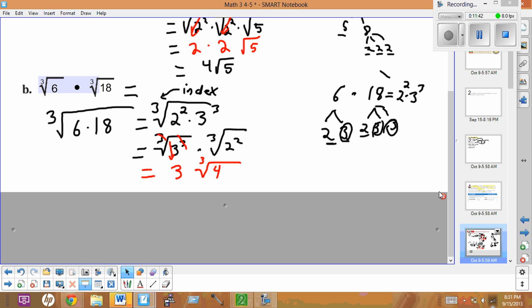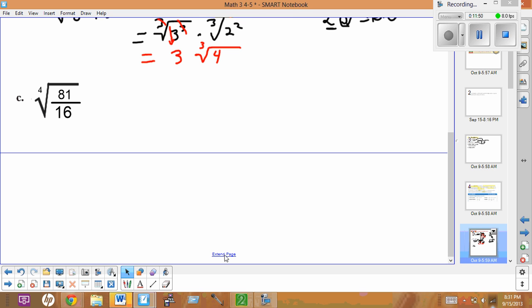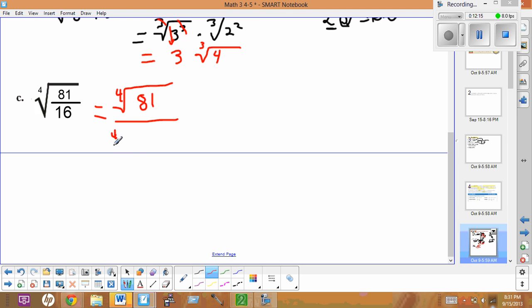Okay, let's take a look at our last example. So we've done just straight simplifying, we've done multiplication. Let's take a look at dividing. And we want the fourth root of 81 over 16. So using our properties, we're going to rewrite this as the fourth root of our numerator, which is 81 over the fourth root of our denominator.